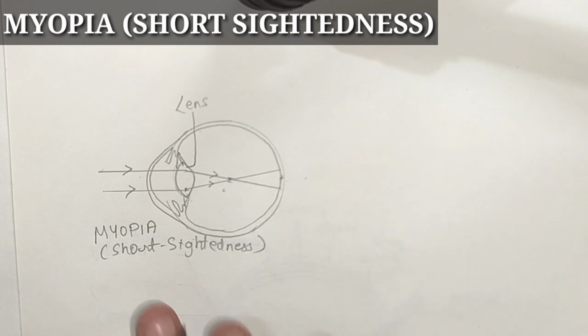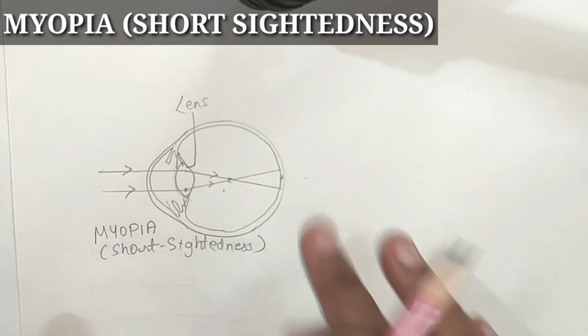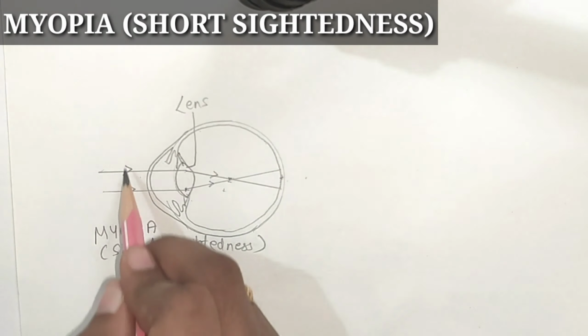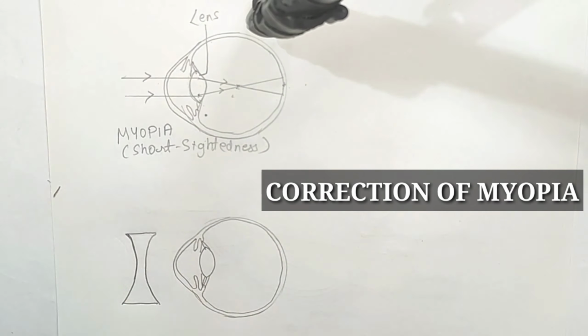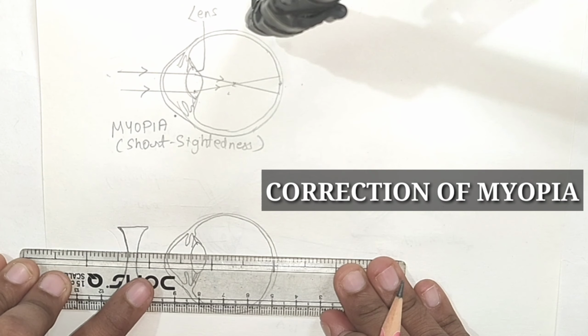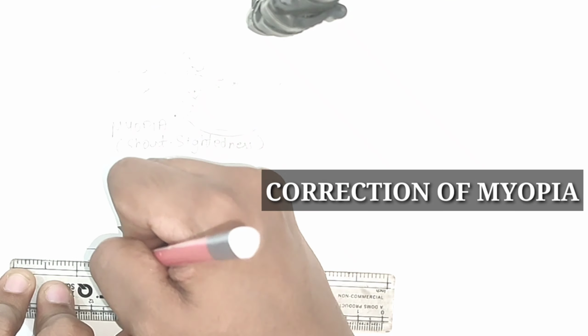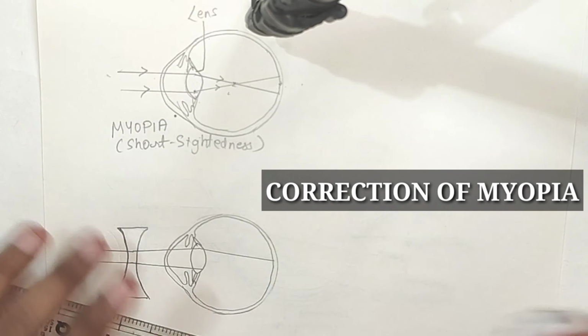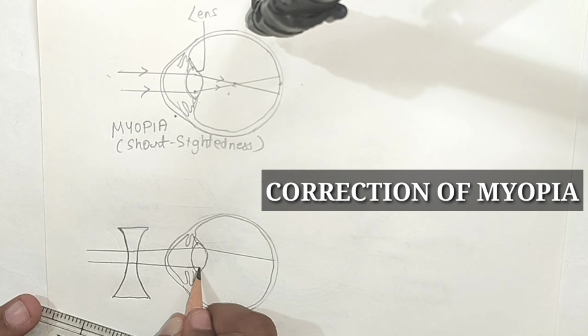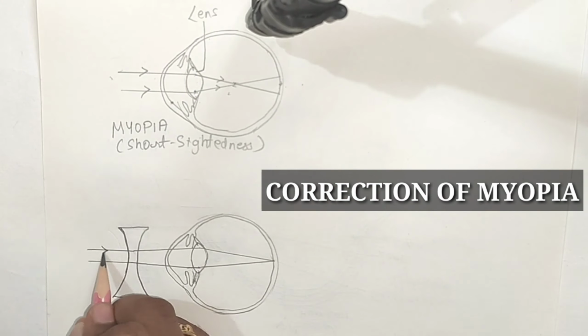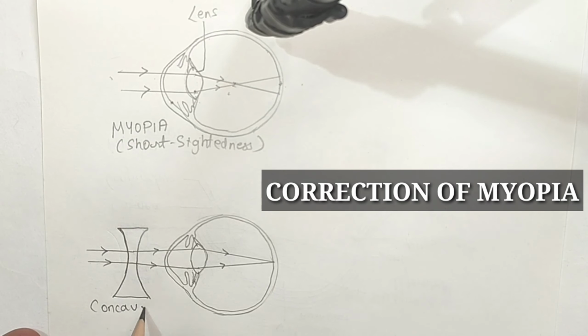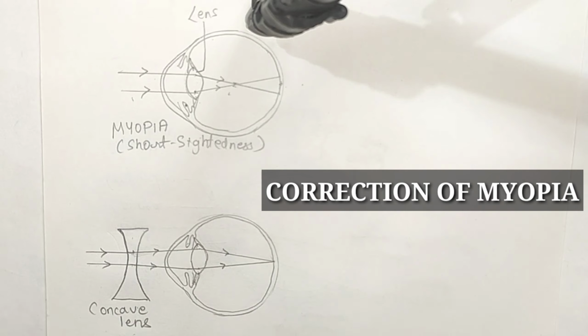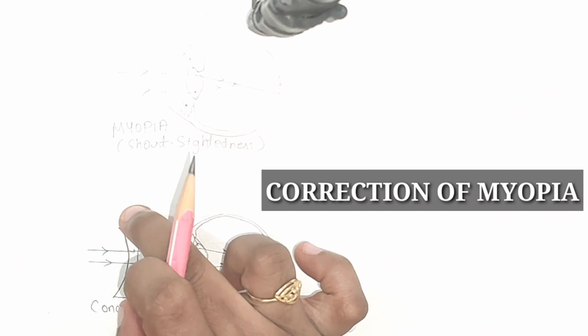Now let us see the correction. Correction for myopia is a concave lens. Now that is the diagram which is important. You will have to draw the concave lens. You will draw the same diagram and you just have to use a concave lens. This is the correction for myopia. Same diagram है, सिर्फ हमें concave lens use करना है.